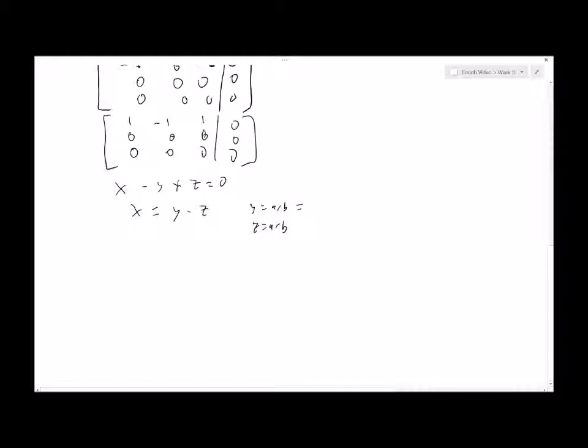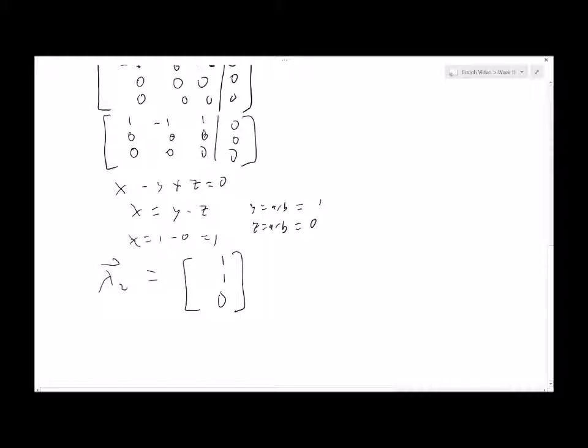Now my suggestion is to set one of them equal to 1 and the other one equal to 0. So when you do that, now you're left with x equals 1 minus 0, which equals 1. So that eigenvector 2 is going to be 1, 1, 0.